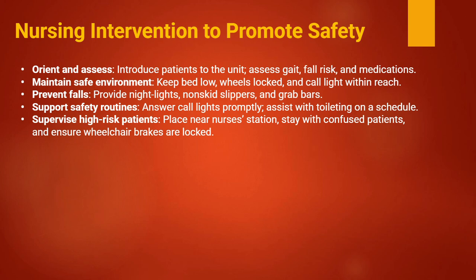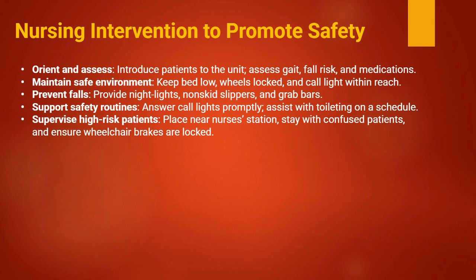High-risk patients, such as those who are confused, weak, or recovering from surgery, should be placed close to the nurse's station for easier observation. These patients may require extra supervision, and nurses should remain with them when they are out of bed. To prevent restlessness or confusion, provide diversional activities such as conversation, simple games, or television. Engaging the patient's attention can prevent unsafe wandering or attempts to get out of bed. In long-term care, family involvement can also be helpful for companionship and reassurance.